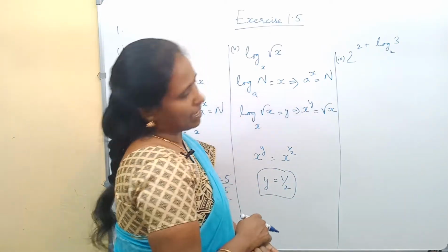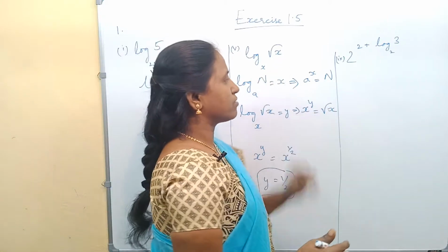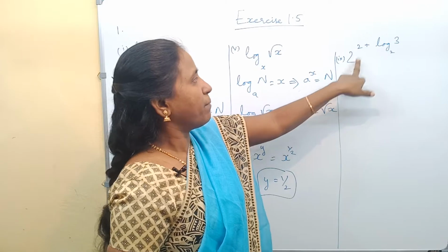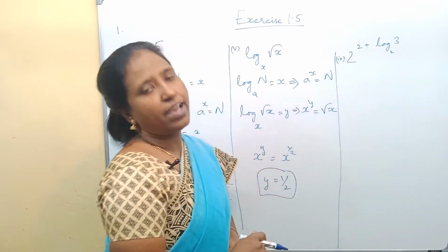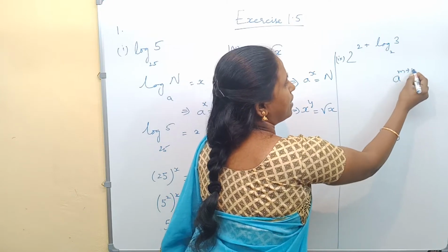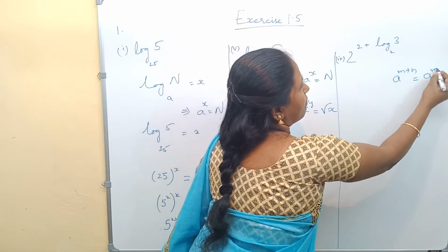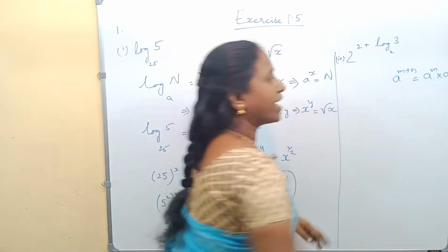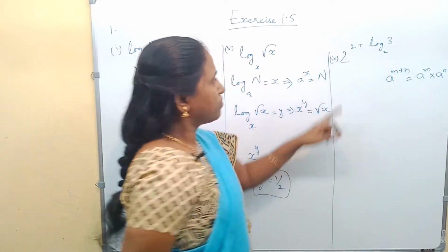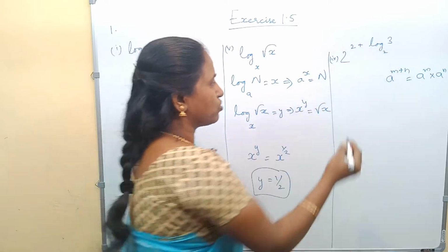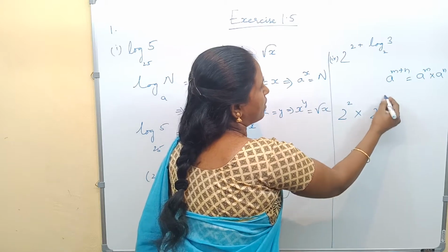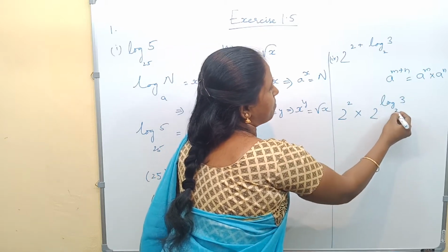On to the ninth sum. Right? How do we do this? What form is it in? Let's analyze. It's in the form a power m plus n. A power m plus n is nothing but a power m into a power n. So let's go to the basics. How do we do this? 2 power 2 plus log 3 base 2. You can write it as 2 square into 2 power log 3 base 2.